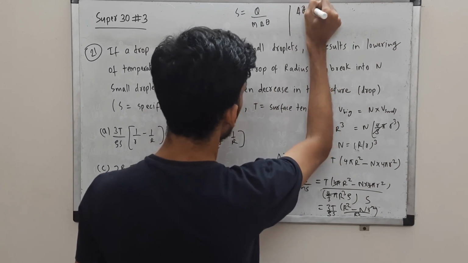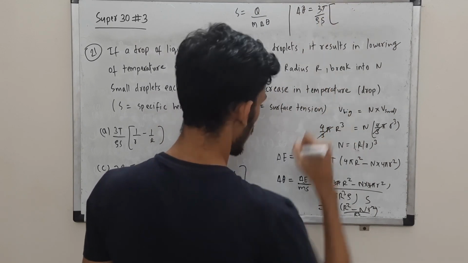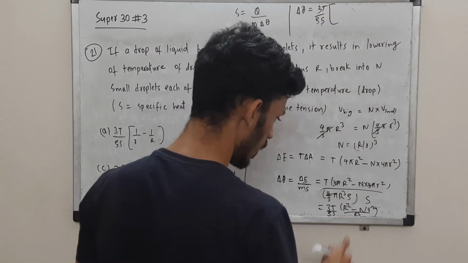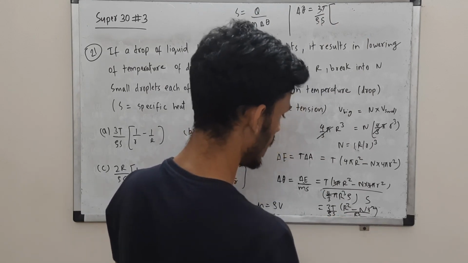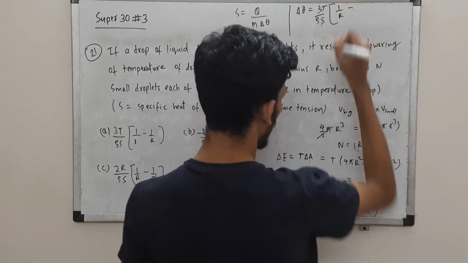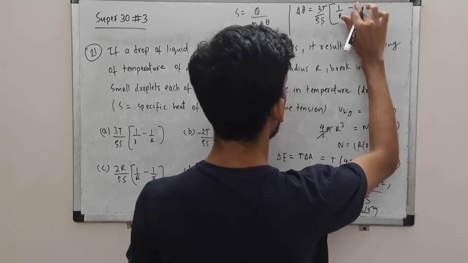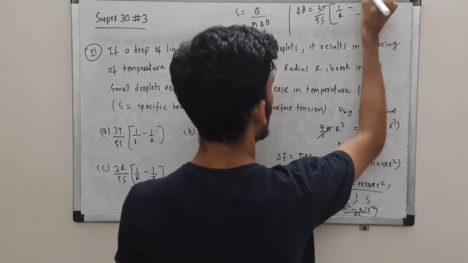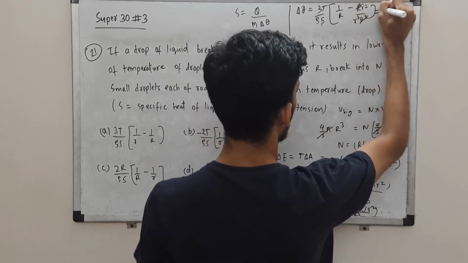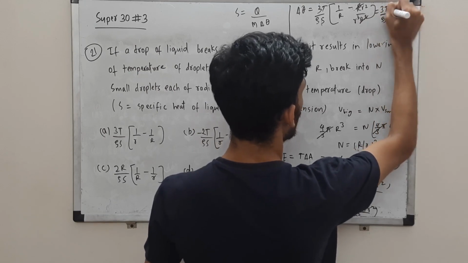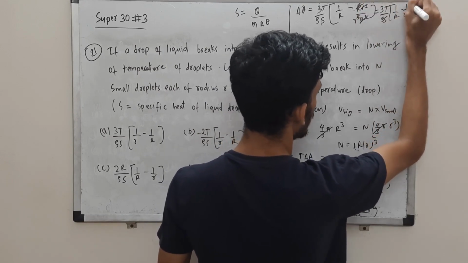So delta theta will be 3T by rho s, and if I separate the denominator with each of these terms, we'll get 1 by R over here, and this will be N r square by R cube. Now N we can substitute as R cube by r cube. So this R cube gets cancelled, and we are left with 3T by rho s times 1 by capital R minus 1 by this r square, and this will also get cancelled, 1 by small r.